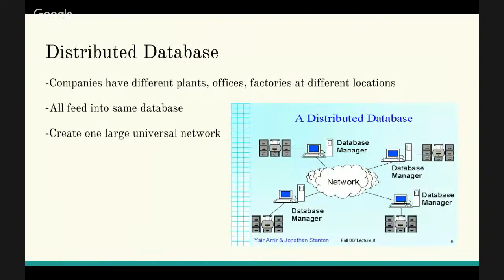The distributed database includes many different locations of a company feeding information to one database. This allows companies that are fairly large and nationwide to connect all their locations' data and information into one universal network instead of having separate databases at every location.